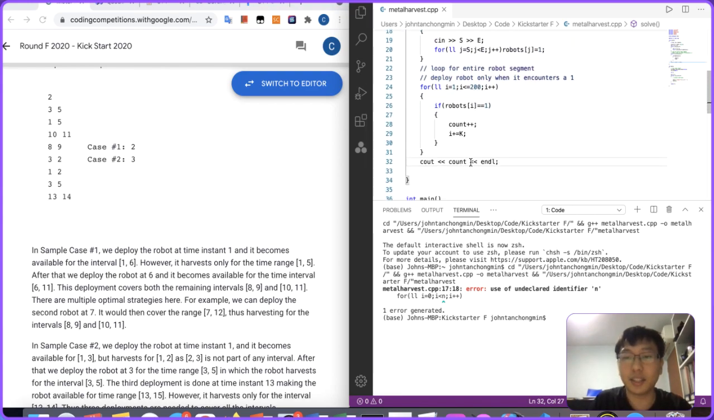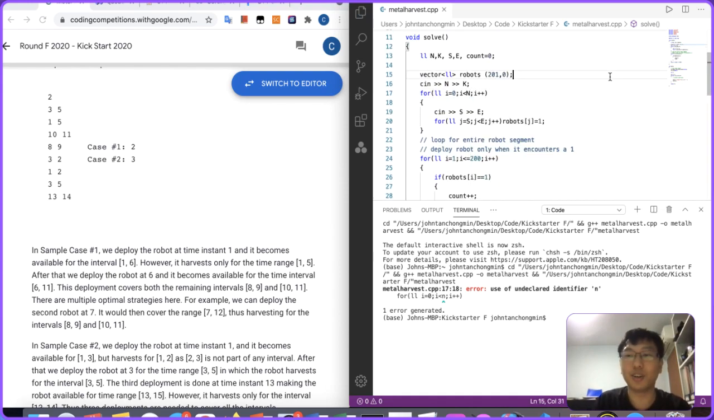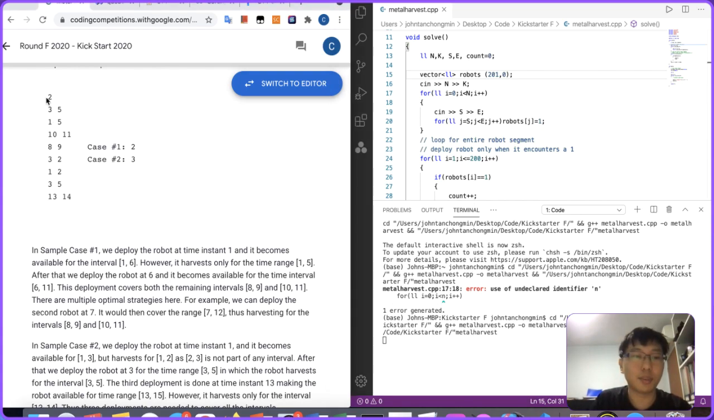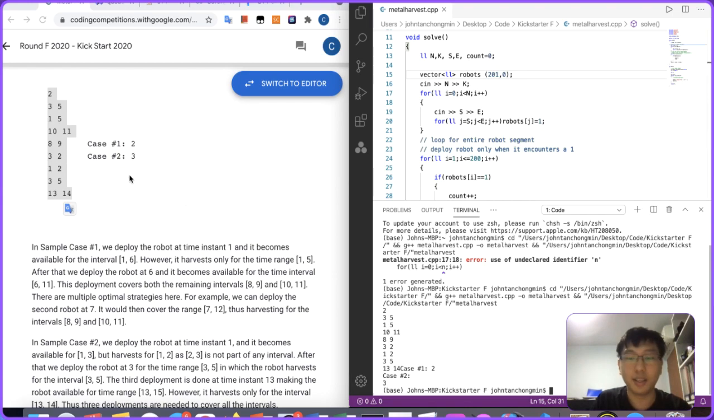I think I can solve test set two, but I don't think I have the time to solve it. Maybe I'll continue this stream another time, to solve the next few problems of round F. If I were to use the normal method, so it's 2 and 3, it looks correct.